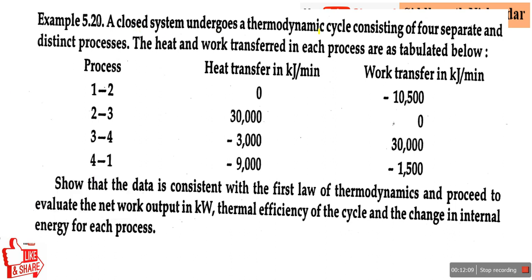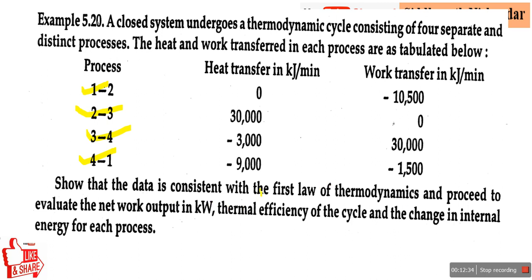A closed system undergoes a thermodynamic cycle consisting of 4 separate distinct processes. The heat and work transfers in each process are tabulated below. If we see, there are 4 processes in the cycle: 1 to 2, 2 to 3, 3 to 4 and 4 to 1. Those 4 processes have the given values of Q and W. So that the data is consistent with the first law of thermodynamics.